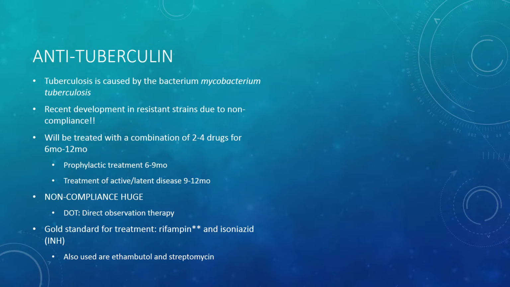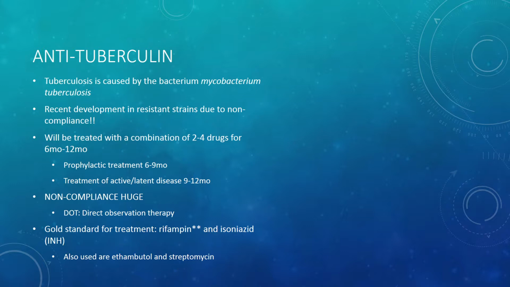INH is used to treat active disease, and it's also the drug of choice for prophylaxis. So if you have somebody that tests positive in a family, that person that tested positive will be on the year-long treatment of the two different drugs, but it's possible that the remaining family members might get a combination of the drugs or might just be on INH for a 6-month treatment.